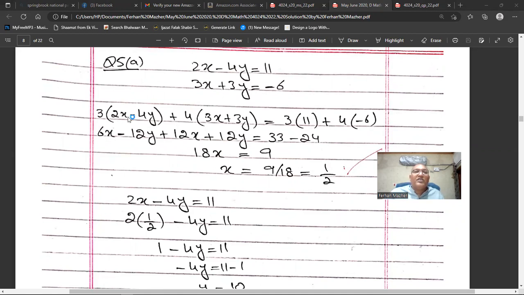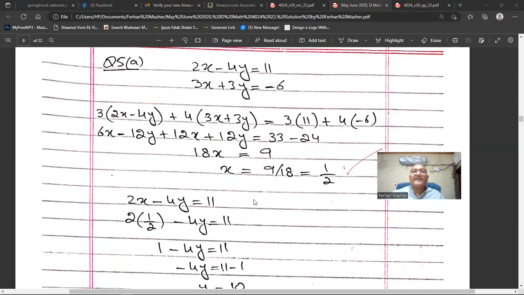So 3 bracket 2x minus 4y plus 4 bracket 3x plus 3y bracket close equals 3 into 11 plus 4 into minus 6. This becomes 6x minus 12y plus 12x plus 12y equals 33 minus 24. Plus 12y minus 12y cancel. So 6x plus 12x is 18x equals 33 minus 24, that is 9. So x equals 9 divided by 18, and that is 1 by 2.